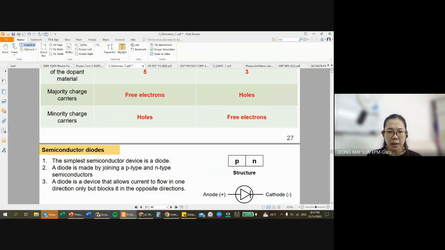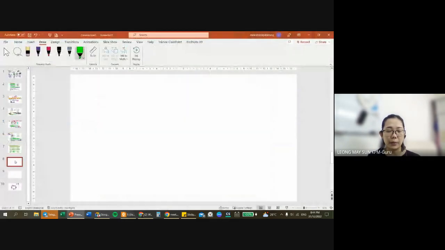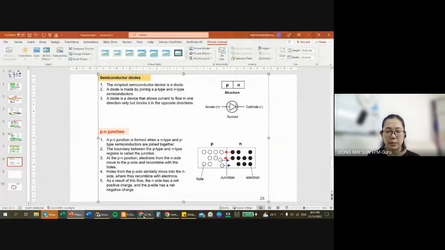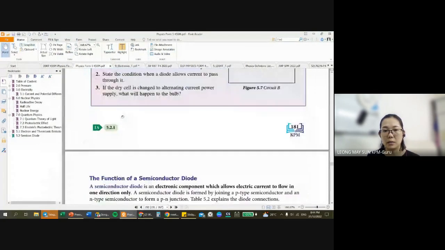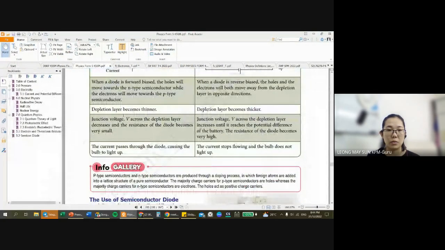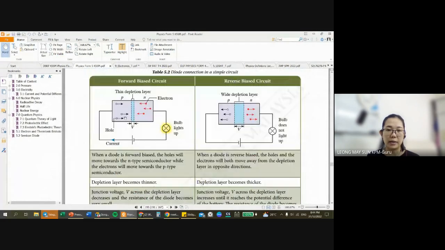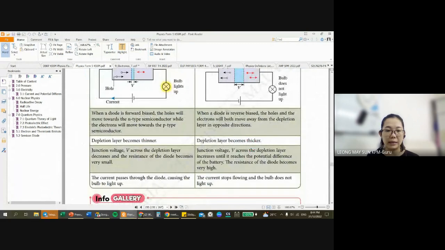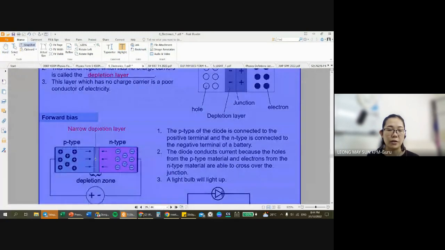Now let's talk about semiconductor diodes. Semiconductor diodes are what you are supposed to learn in your syllabus right now, so they skip all those basic stuff already. You have the semiconductor diode that is forward and reverse. I'm going to again tell you some basic stuff about semiconductor diodes first.